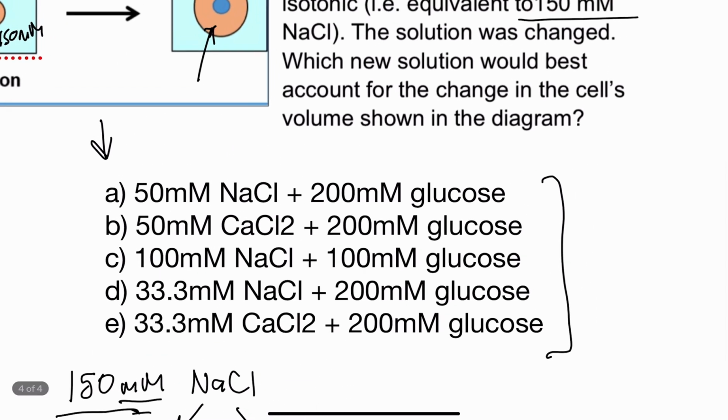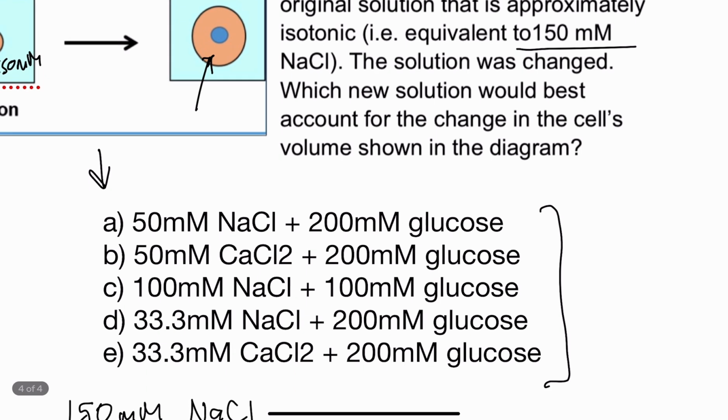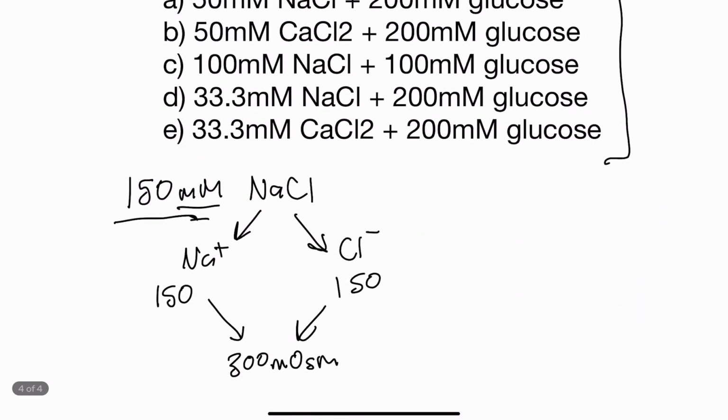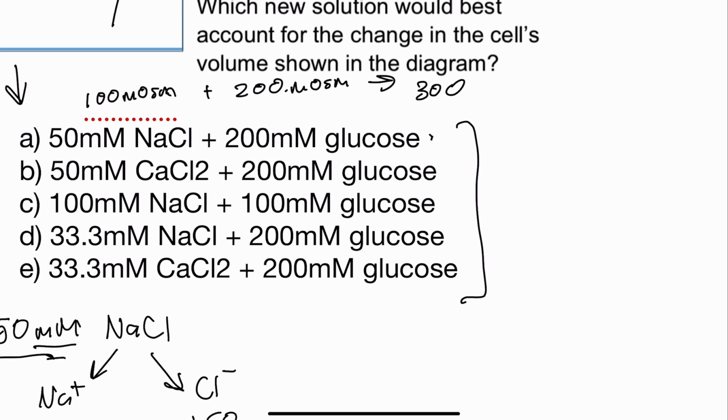Now, when we think of that, this becomes a whole lot easier, because immediately we can look at this one and say 50 millimolar NaCl, that's going to be 100 osmoles. We're just multiplying it by 2 because it's NaCl. And then 200 millimolar glucose. Well, glucose is not going to dissociate into constituent parts. It's just glucose. That means we can add that 200 osmoles of glucose, and that's going to give us 300. And 300 is the same as our original. We determined that our original 150 millimolar is 300 osmoles. So what does that mean? These two are isotonic. We're looking for hypotonic, so instantly we can discard this.